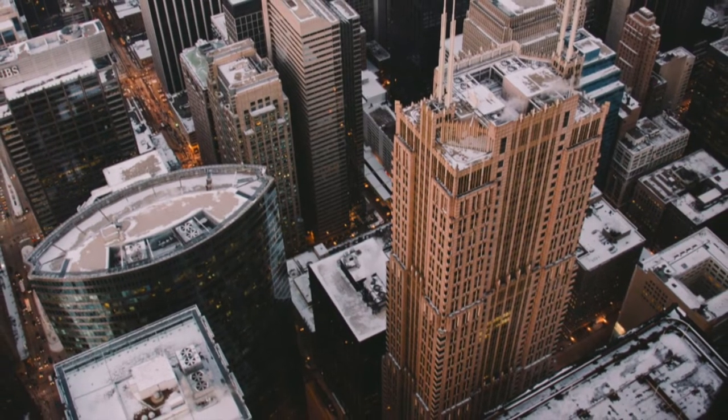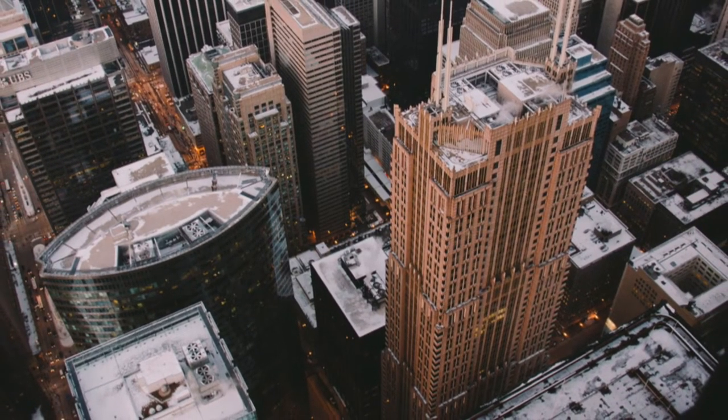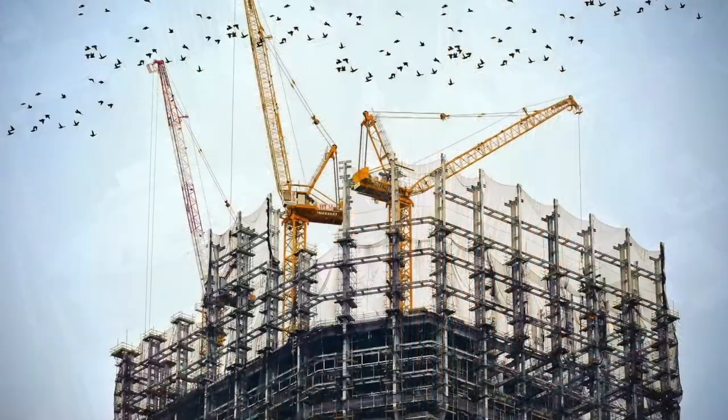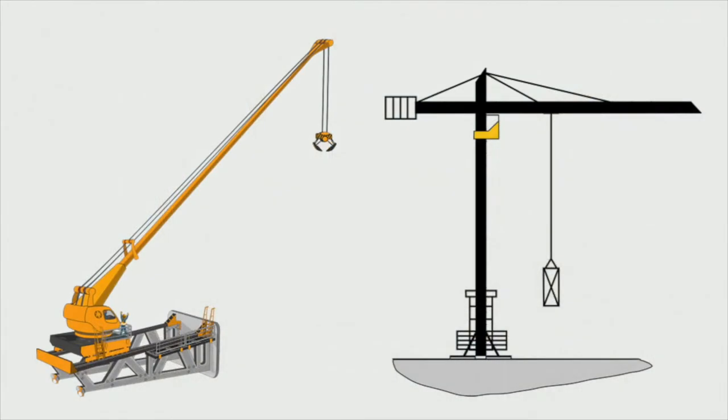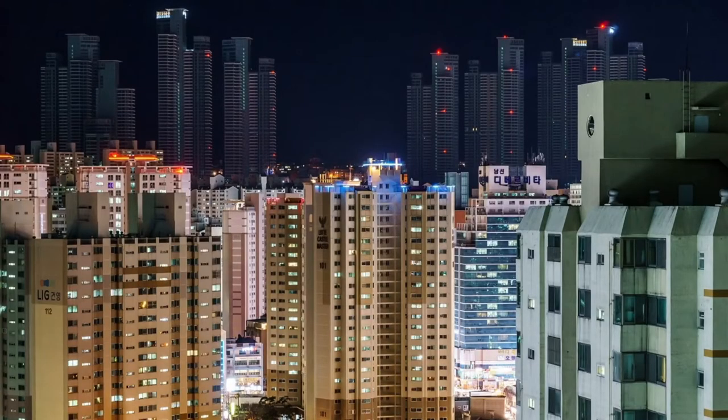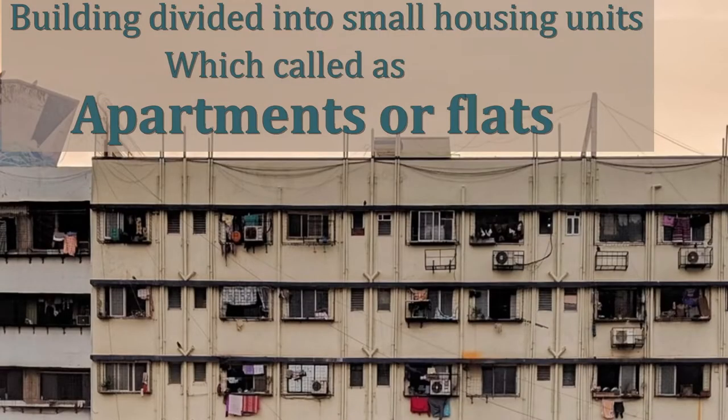This necessity has been fulfilled with the development in structural engineering and invention of huge machinery like cranes, elevators, and lifts. So finally, space has been made available by constructing tall buildings with many floors. The buildings were then divided into small housing units, which are called apartments or flats.